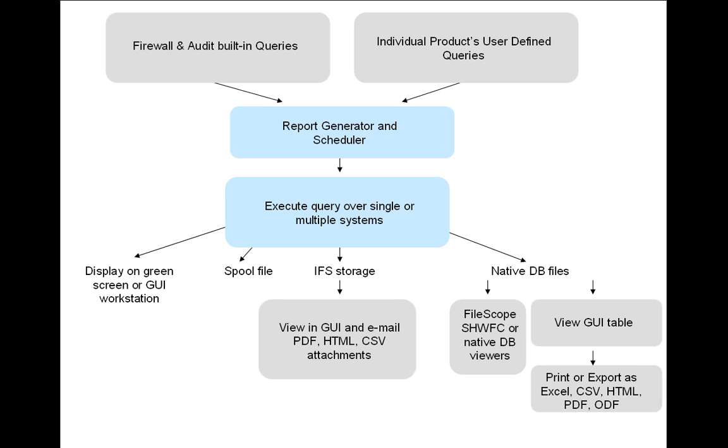Reports can go to IFS storage and viewed in the GUI, emailed PDF, HTML, CSV attachments, or queries can be stored as native database files and viewed either with the iSecurity FileScope product or with native database viewers, or alternatively, they can be viewed as GUI tables and then printed or exported as Excel, CSV, HTML, PDF, or ODF format.